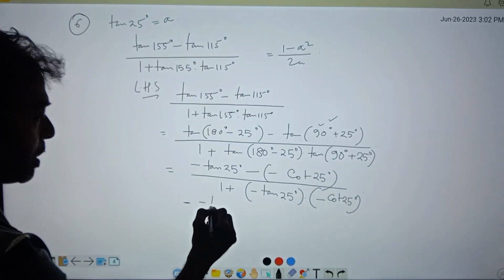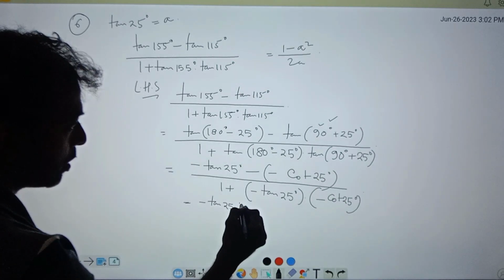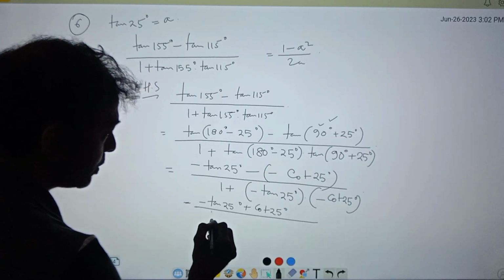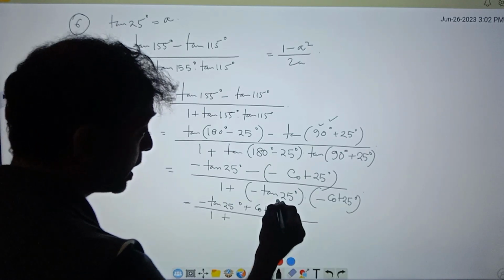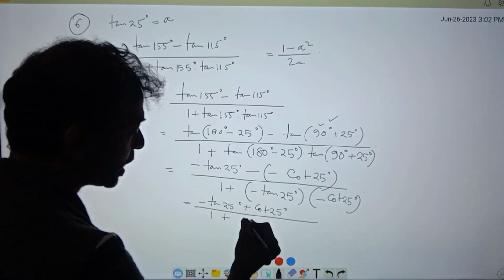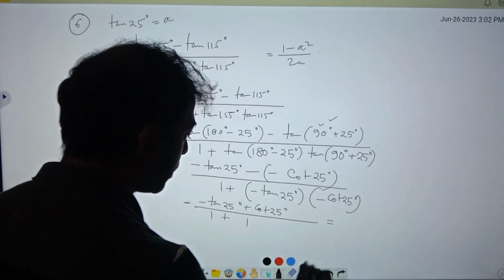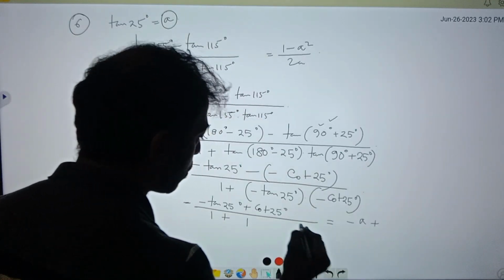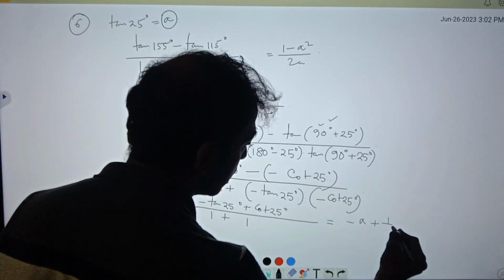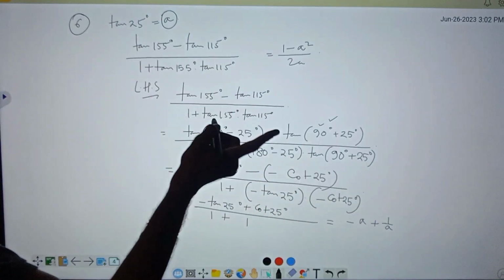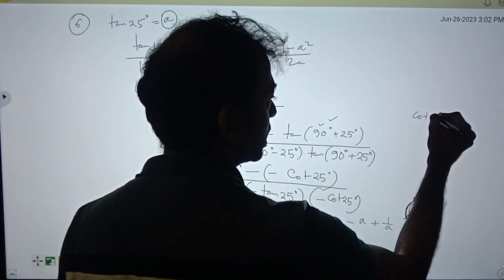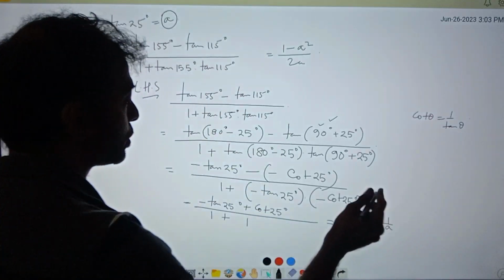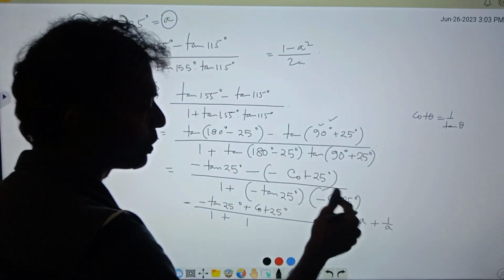So in that case that will be minus of tan 25 plus cot 25, total divided by 1 minus minus plus makes it plus, tan 25 into cot 25, we all know that that is 1. Now the value of tan 25 has been given A, so that will be minus of A, plus cot 25 has been given as 1 by A, because tan 25 is A. You all know that cot theta is always equal to 1 upon tan theta. So if tan 25 equals A, then definitely cot 25 will be 1 by A.